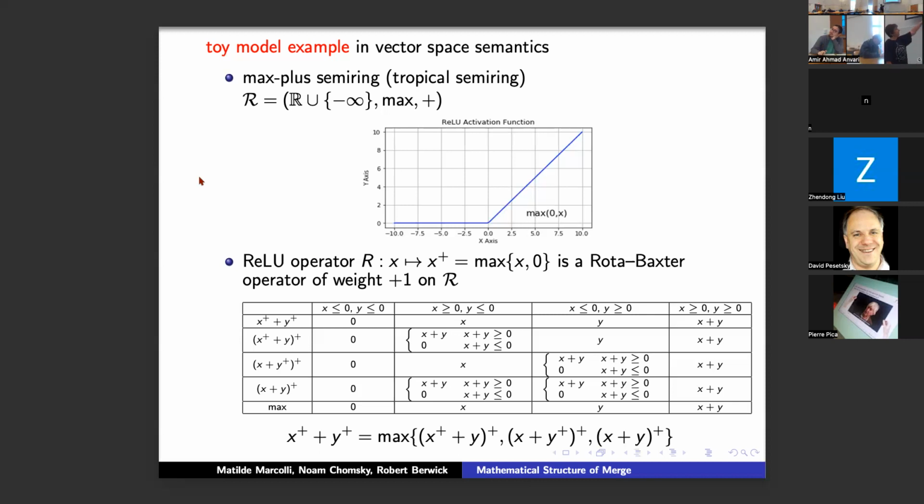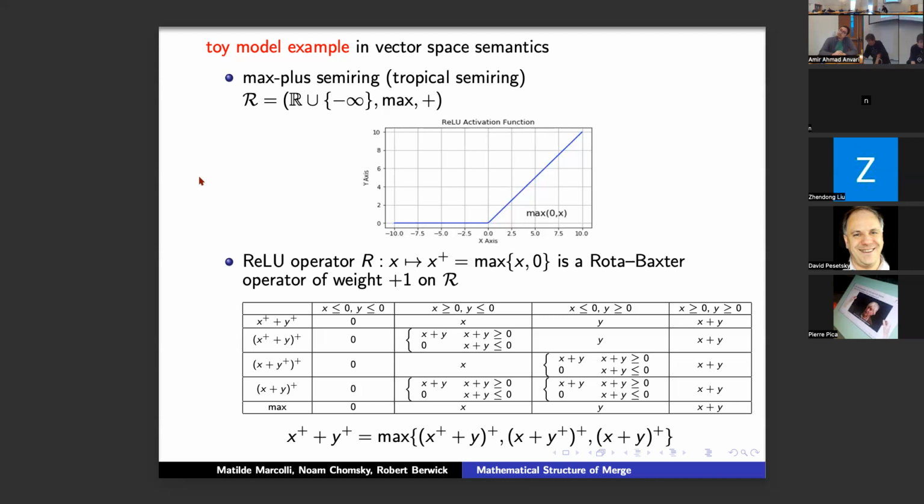So one just has to check that this identity holds. You look at all the possibilities, like when one of the arguments is positive and the other is negative, or both are positive, both are negative, and you see which one is maximal, and you just check that indeed this identity holds. So this is what we normally do, right? We check if something satisfies this Rota-Baxter property or not. Okay, so it does. So I'm allowed to take this as my parsing target.